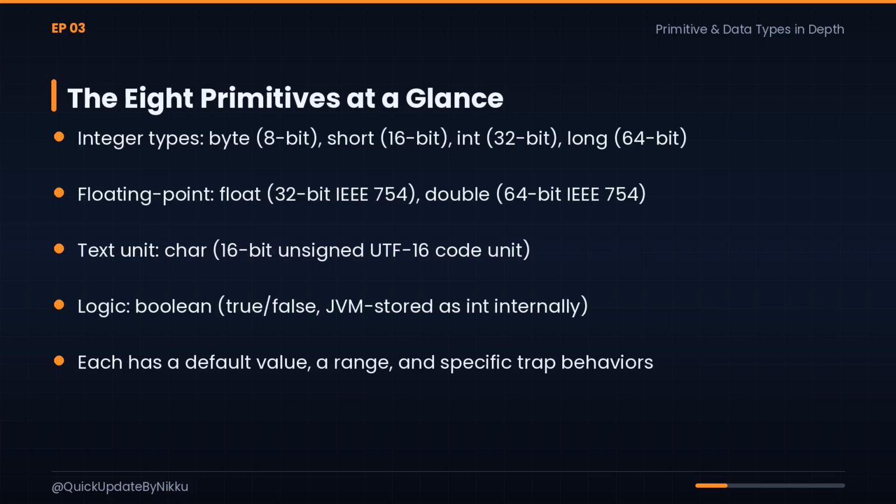Java's 8 primitives split cleanly into 4 families. The integer family covers signed whole numbers from 8 to 64 bits. The floating point family covers IEEE 754 real numbers at single and double precision. The char type is a 16-bit unsigned unit for UTF-16 text. And boolean is the logic type, which the JVM actually stores as an integer under the hood, a detail that matters in arrays and reflection. Every single one has traps that will bite you in production if you do not know them cold.